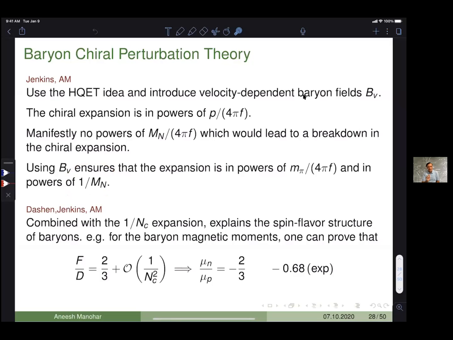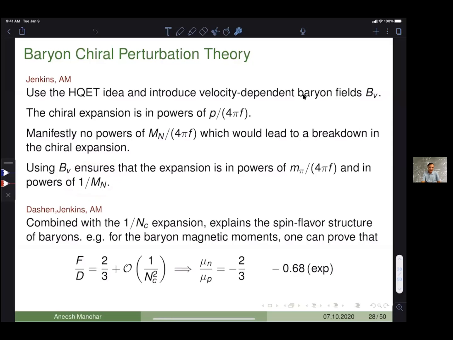And there's a very nice connection of this with the large N expansion, because in the large N limit, baryon masses are order N color and go to infinity. And so this 1 over M_N expansion in baryon chiral perturbation theory is combined with the 1 over N expansion. And we were able to get some very interesting results on the spin flavor structure of baryons.